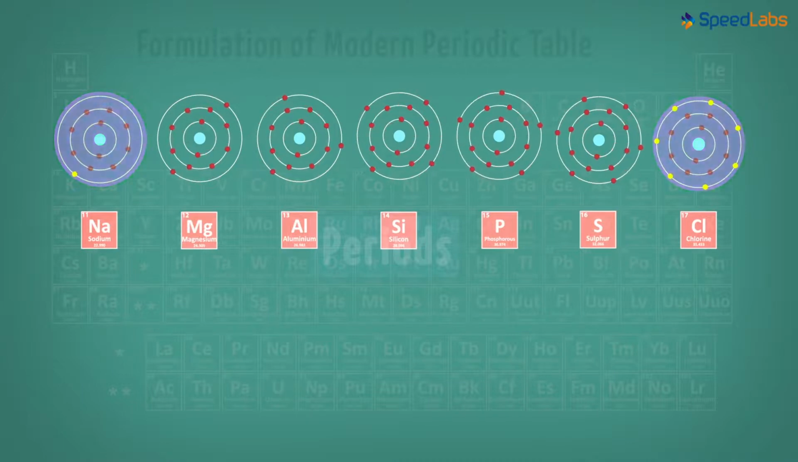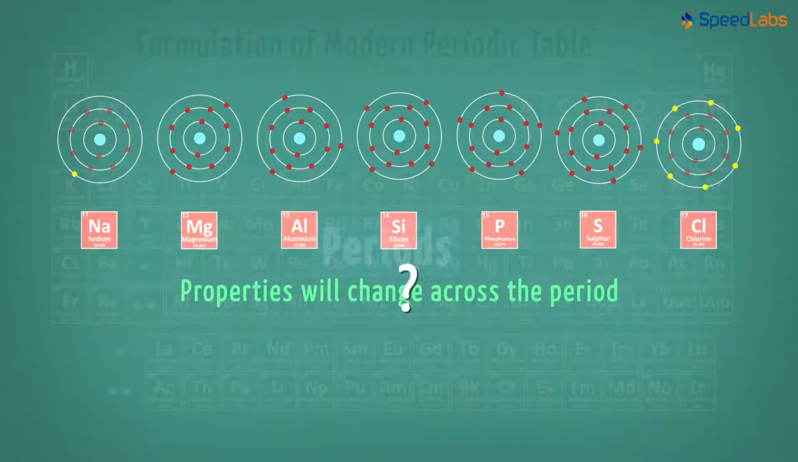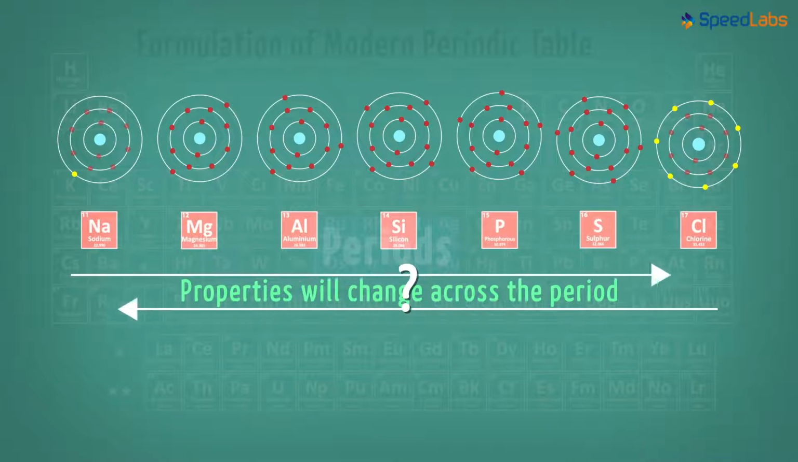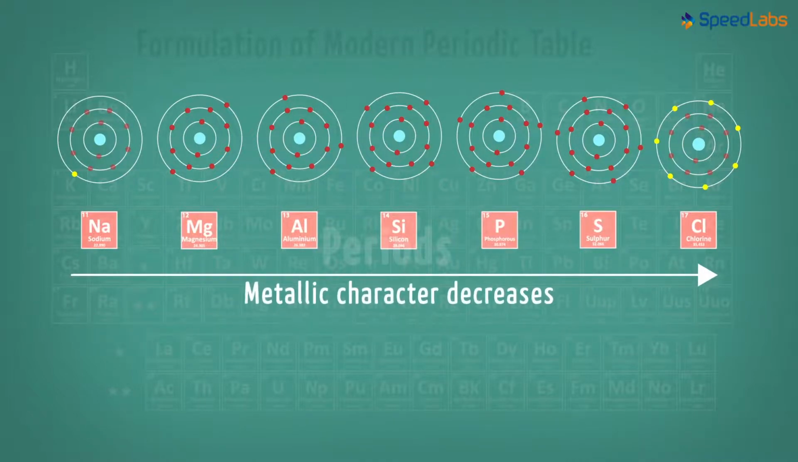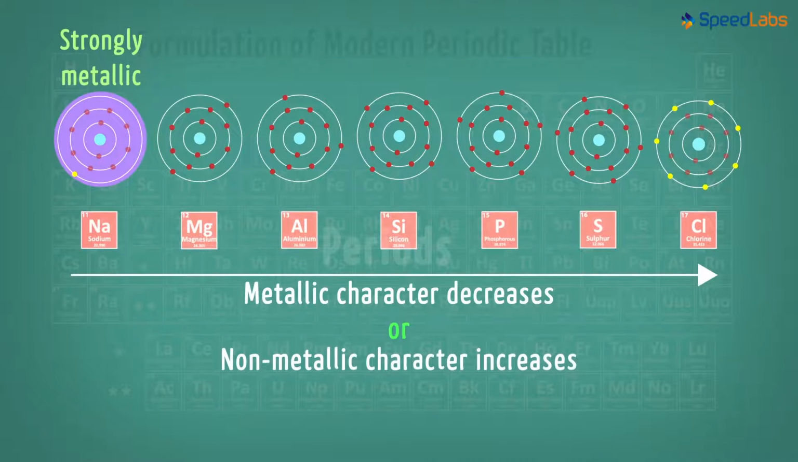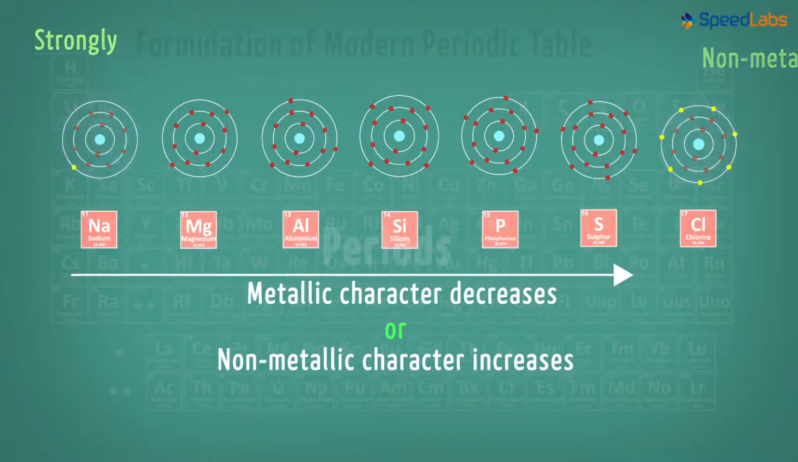So does that mean that the properties of elements in a period will change as we move in either direction? Absolutely. So in this period, metallic character decreases as we move towards the right. This is evident from the fact that sodium is strongly metallic. In other words, we can also say that the non-metallic character increases as we move towards the right in that period. And this is evident from the fact that chlorine is a non-metal. This is how elements form a particular period.